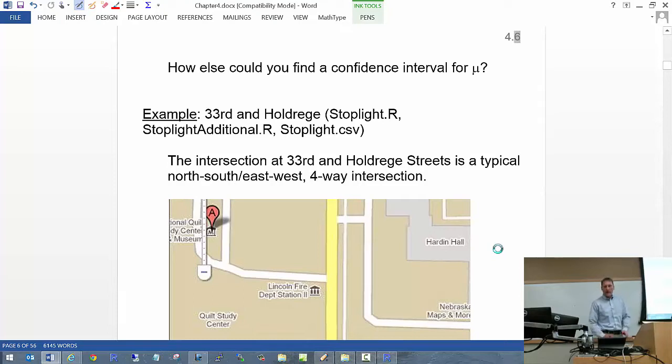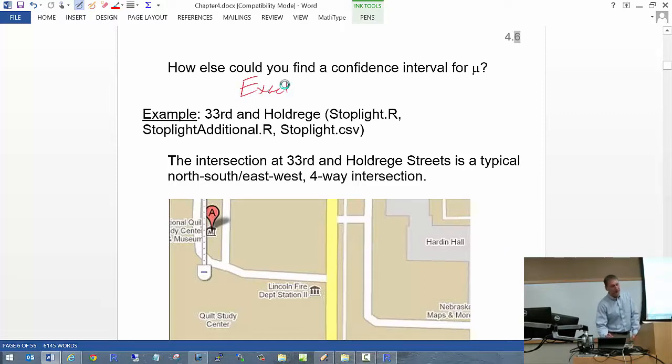So how else do you think you could find a confidence interval for mu? I can think of two approaches. How do we find confidence intervals for pi? We did the Wald, the Agresti-Coull, the exact. So you could do an exact interval.